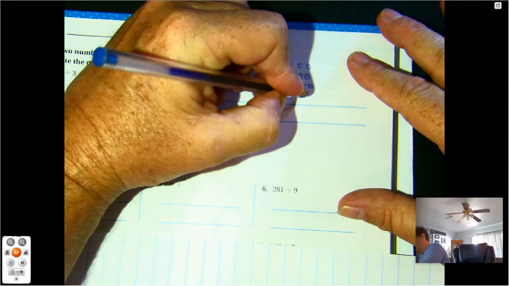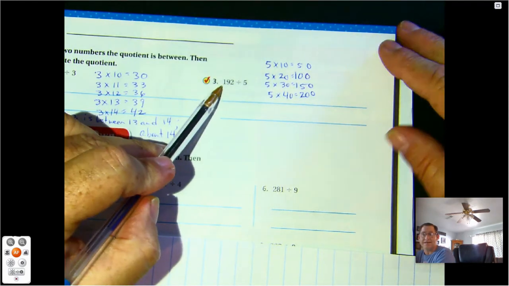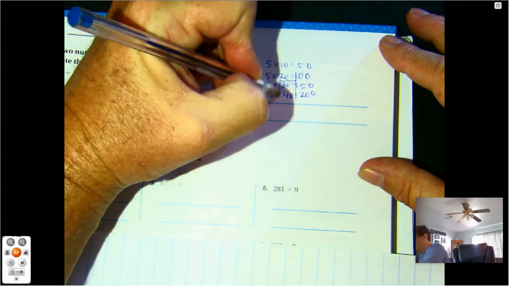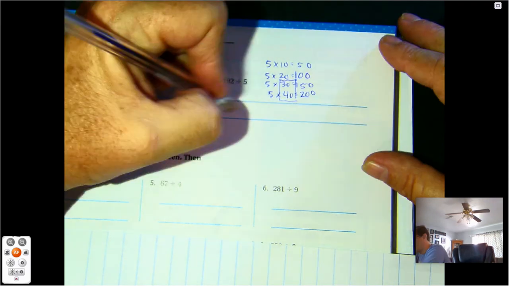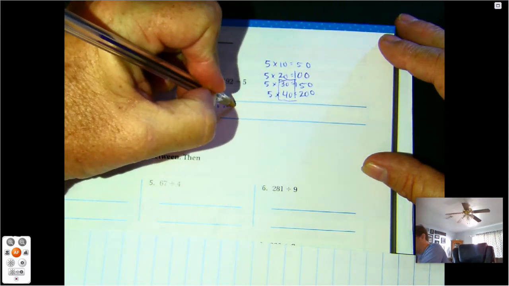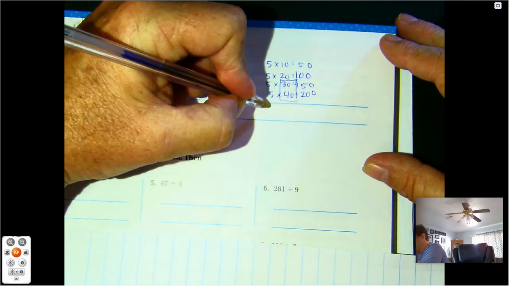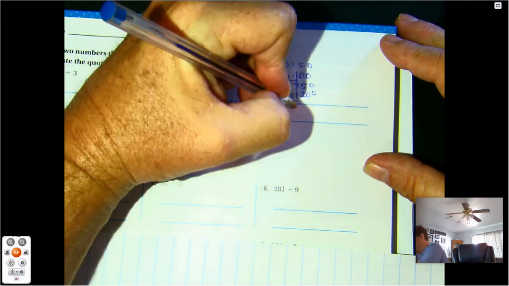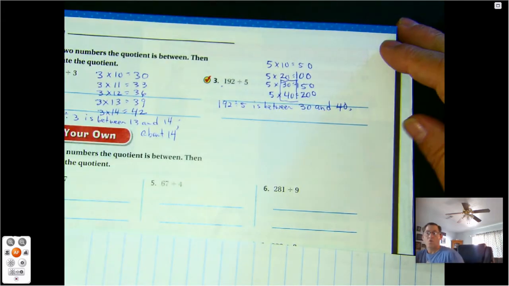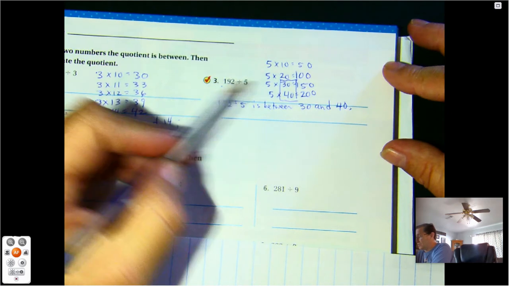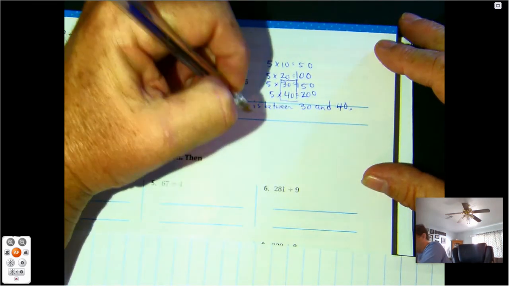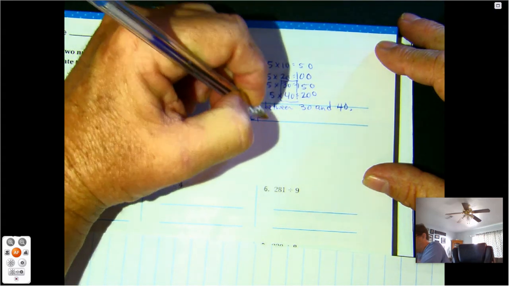Okay, so I've passed 192. So it's in between 30 and 40. 192 divided by 5 is between the quotient 30 and 40. Which one is 192 closest to? 192 is closest to 200. So it's about 40. So my quotient is about 40.